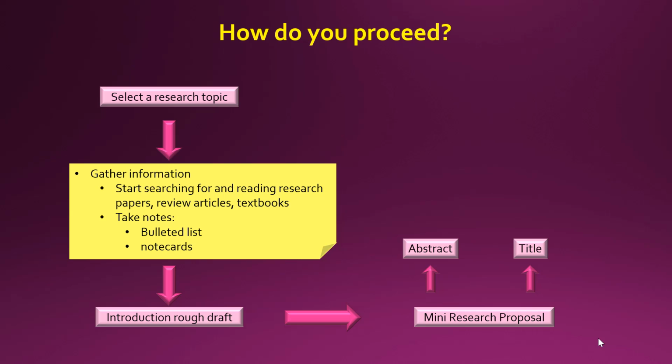As you start reading them, you want to start taking notes on them. You can highlight your articles. If you print them out, you can highlight. If you have PDFs, you can highlight and edit your PDFs. You can take notes in a bulleted list. You can take notes using note cards. I know you've all been taught several different methods of gathering information to write research papers, so you can take whichever method works best for you and use it for this research paper.